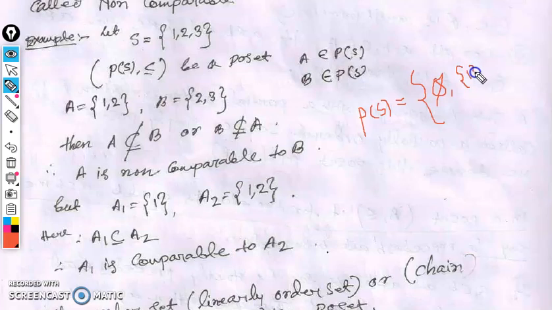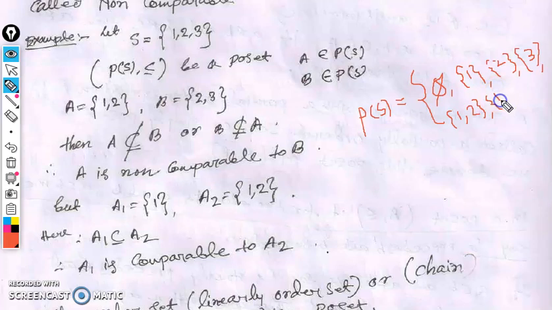The singleton sets are {1}, {2}, and {3}. Next one is {1, 2}. That is another subset of the set S. So the power set represents the collection of all its subsets.